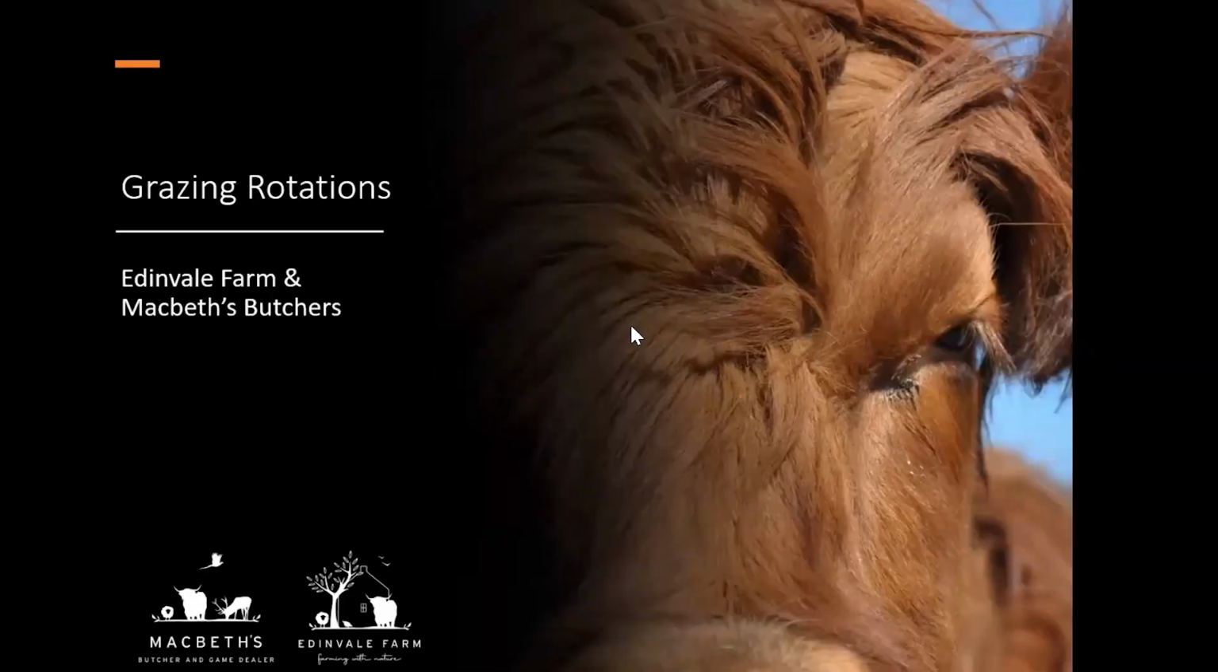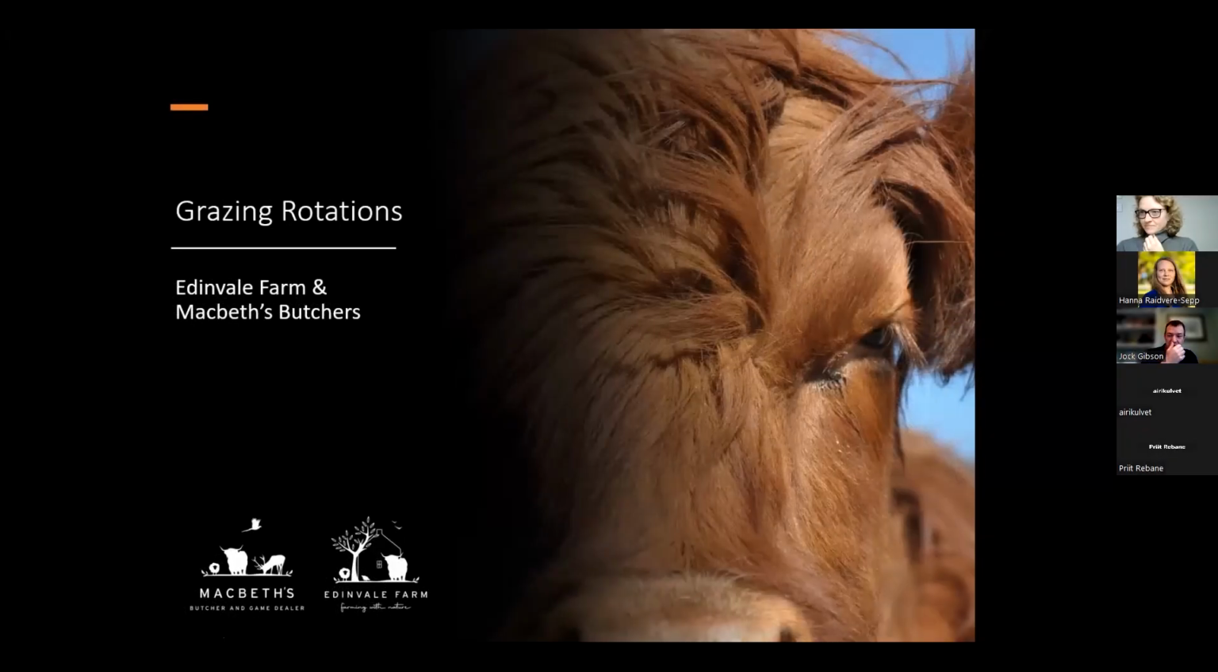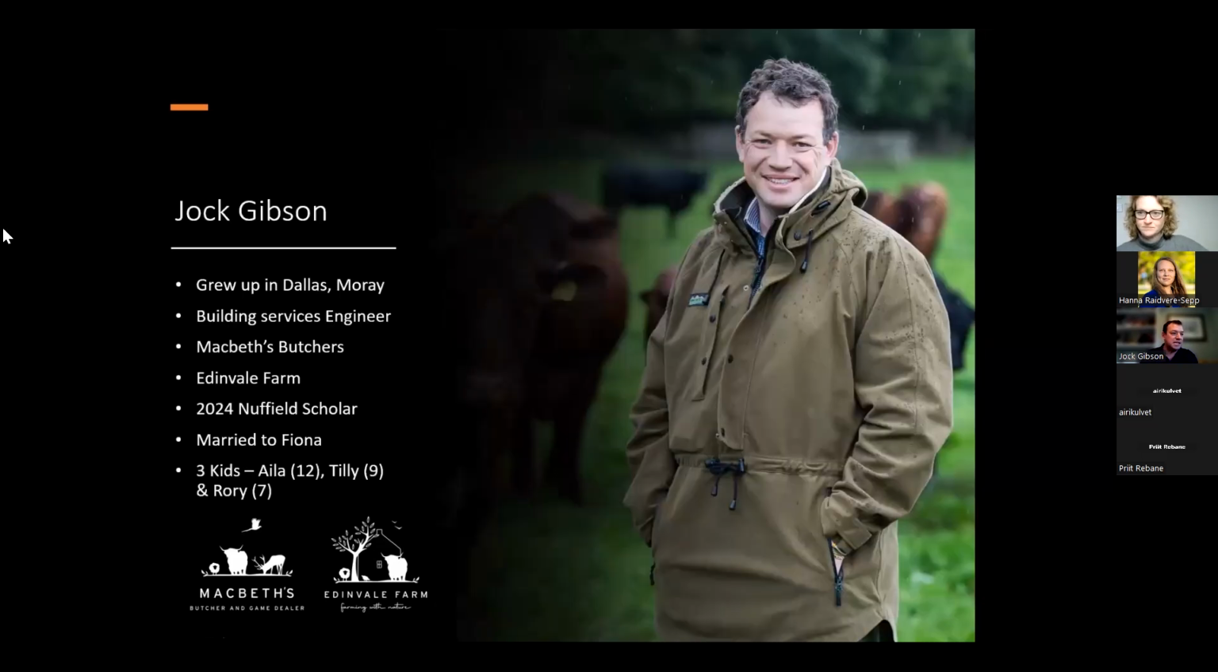My name's Jock Gibson, and I farm up in the Highlands of Scotland here. And I'm going to just give you a bit of background about ourselves, because I think it's important to do that so that it gives a bit more understanding as to how our grazing has changed over the last 10 years. By nature, I'm not a farmer. I'm an engineer, but not a very good one. So I came back to the family farm about 9 years ago now.